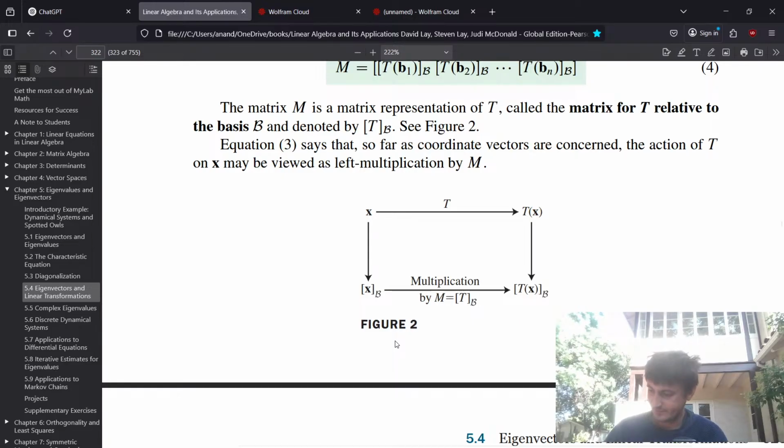I'll draw that diagram. So we have x under T goes to T of x. Then here we get x relative to B. And then finally we get T of x relative to B. Okay.